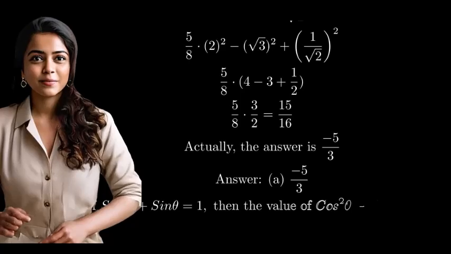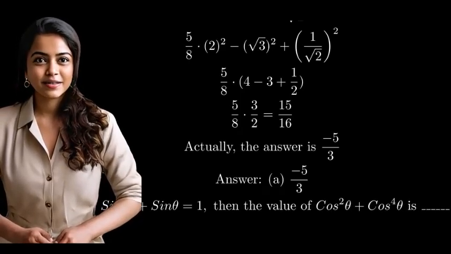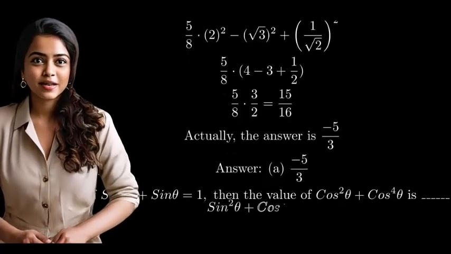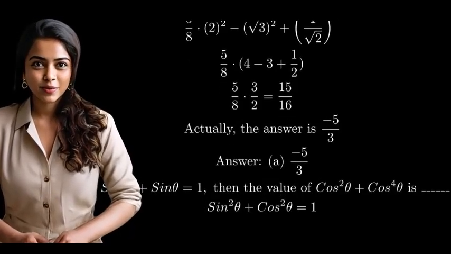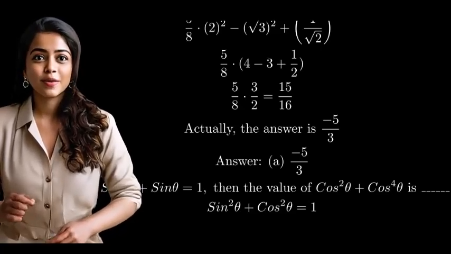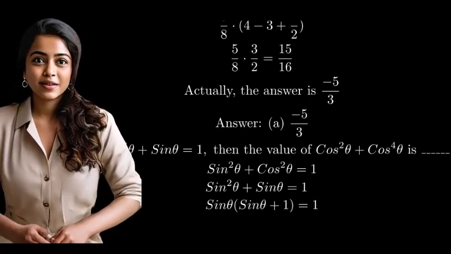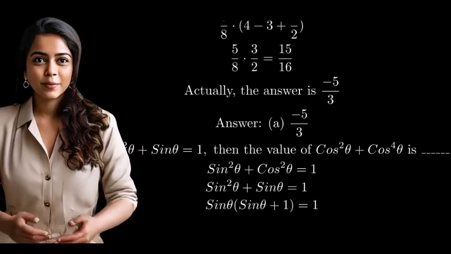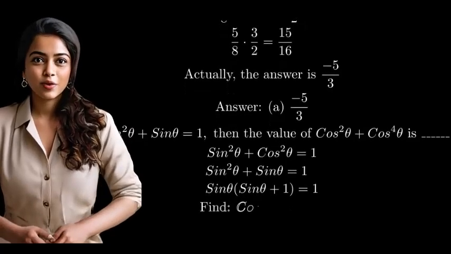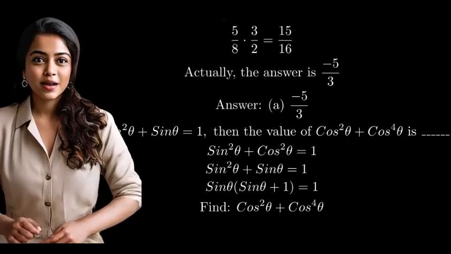If sine squared theta plus sine theta equals 1, then the value of cosine squared theta plus cosine to the power 4 theta is what? Let's start by using the relation sine squared theta plus cosine squared theta equals 1, which is a fundamental trigonometric identity. From the given condition, sine squared theta plus sine theta equals 1. Let's rewrite this as sine theta times sine theta plus 1 equals 1. We want to find cosine squared theta plus cosine to the power 4 theta. Let's relate this to sine theta.